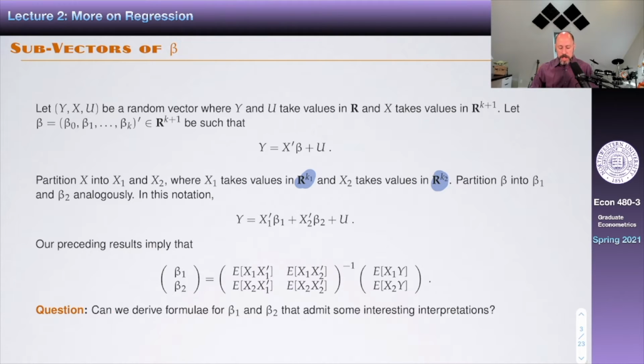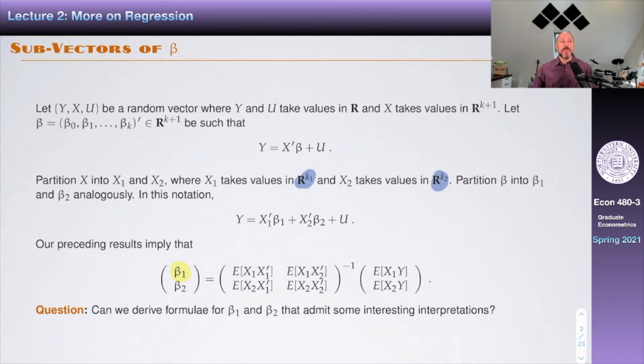So the question is, can we have a formula for beta 1 and beta 2 that admits some interesting interpretations, okay, if our goal is only to focus on beta 1? And the answer is just going to be yes, of course. And of course, you could do this by just using the formulas for partitions of matrices, okay? But that is typically just messy. It involves dealing with formulas you may or may not remember. So I'm not going to follow that approach.